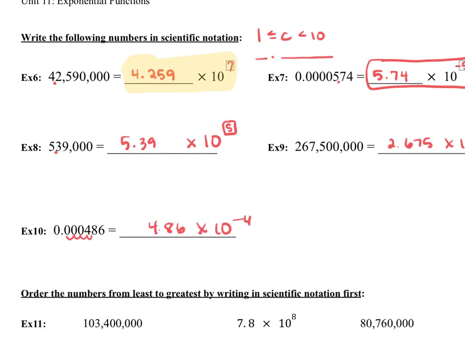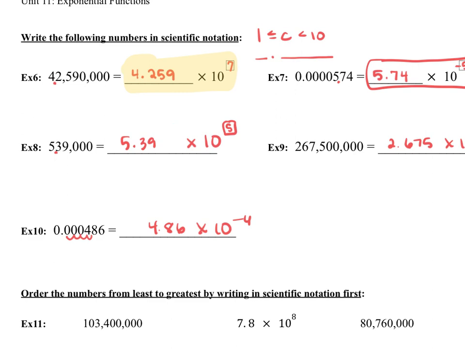So on example 8, I would begin by putting my decimal point between the 5 and the 3, and then I would want my reader to move that to the right in order to make it into a big number, so it's a positive power of 10, and I would need them to move 5 times. So 5.39 times 10 to the 5th.